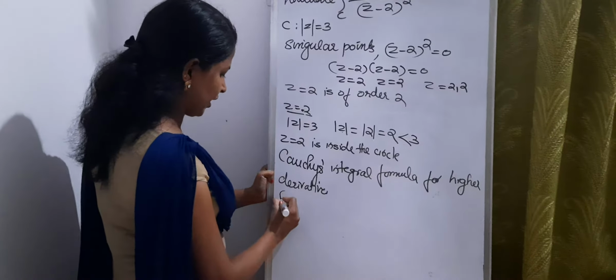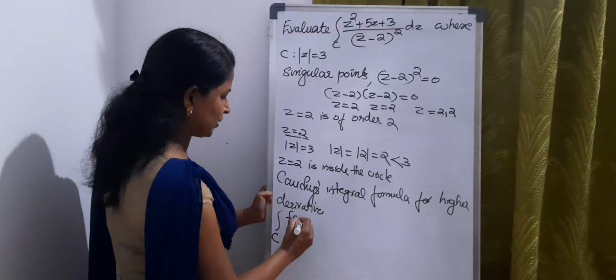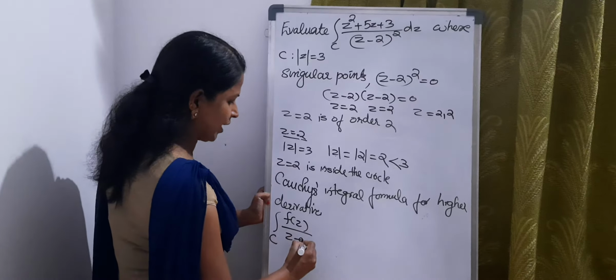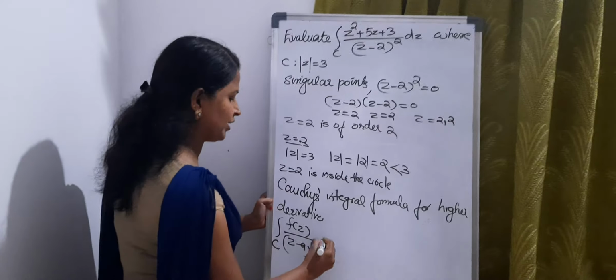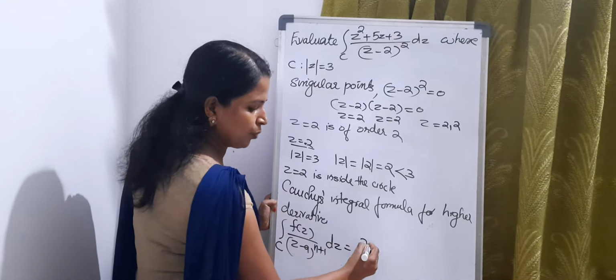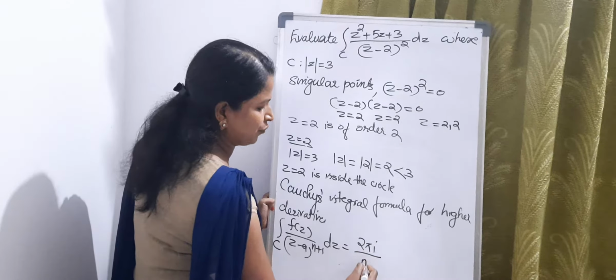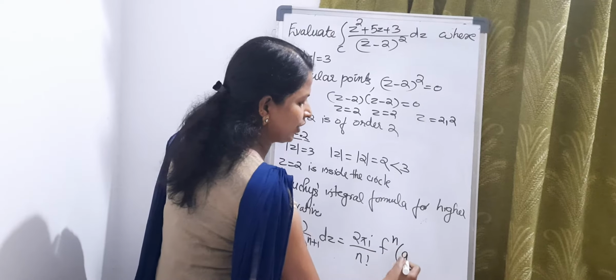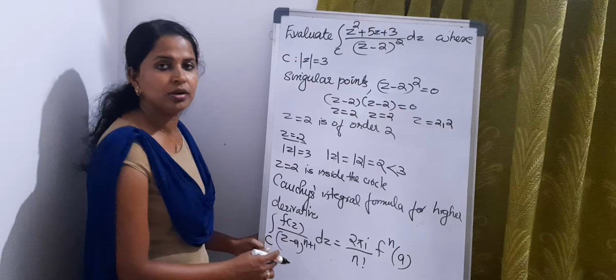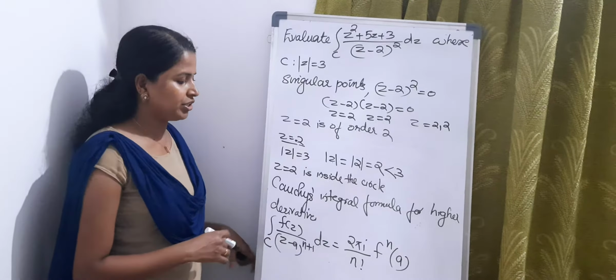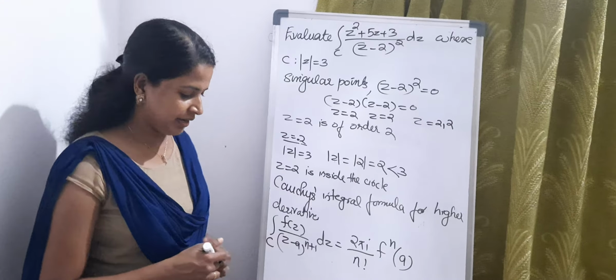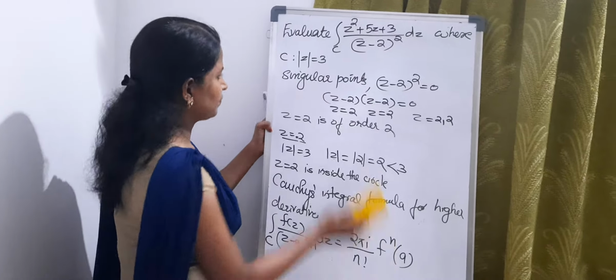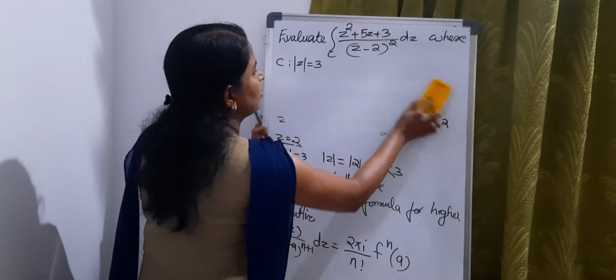That is, the integral over C of f of z by (z minus a) whole raised to n plus 1 dz equal to 2 pi i by n factorial into f n of a. This is the formula, Cauchy's integral formula for higher derivatives. Next, we apply this formula.